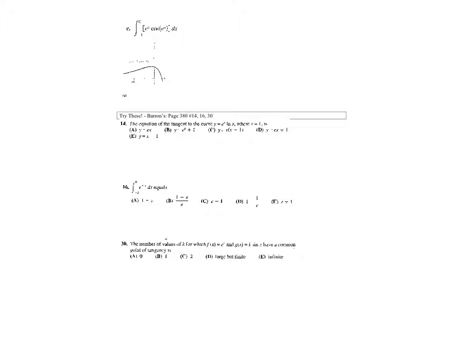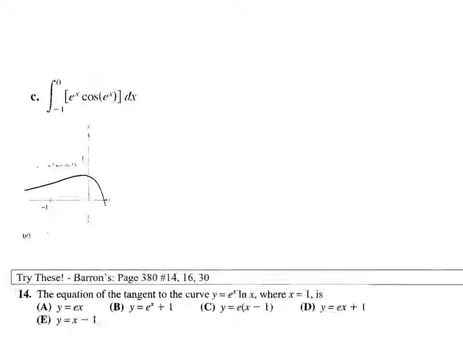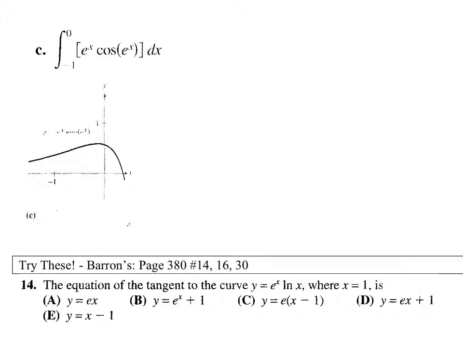One more, and then I've got some problems from the Barron's for some practice. So we have the integral here from -1 to 0 of e to the x cosine of e to the x. So what are you going to do to take the integral here?